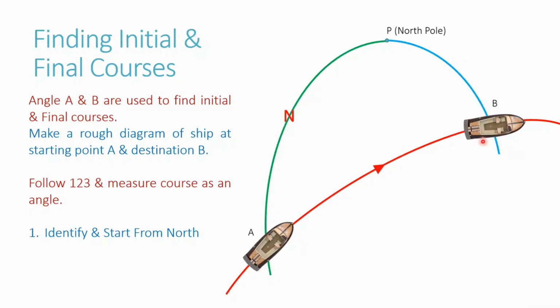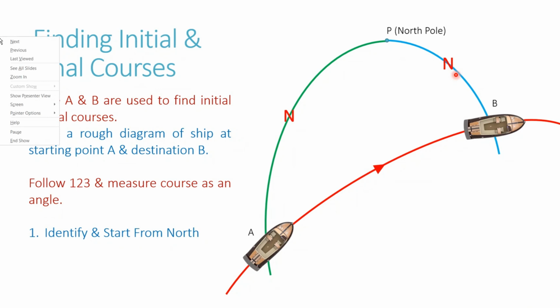Similarly, when the ship is at its destination position B, again, we have to identify the north direction. So let's identify the meridian. The meridian is represented by this blue color track going to the North Pole. So this is where the north direction is. Let's again mark it with the N, representing that this is the northerly direction.